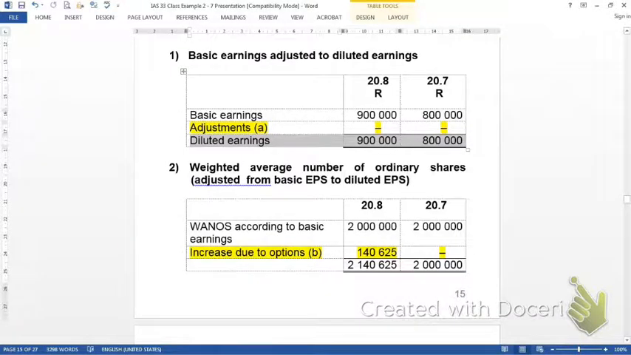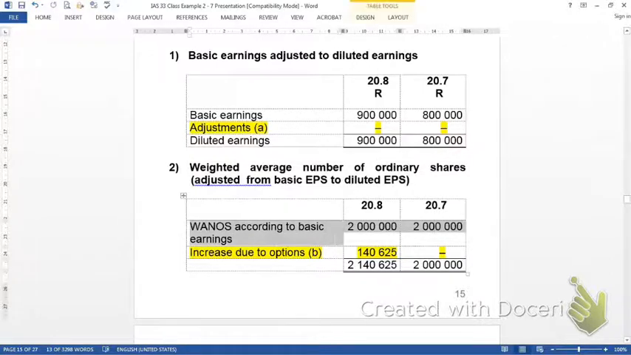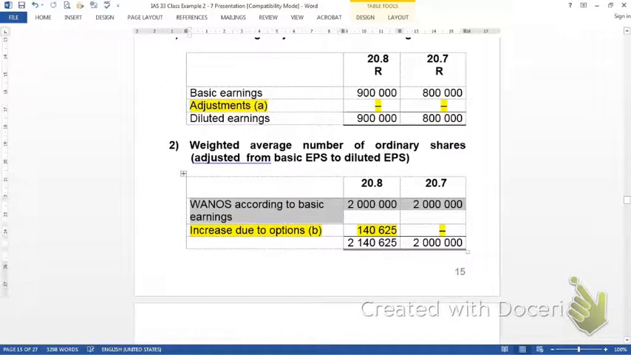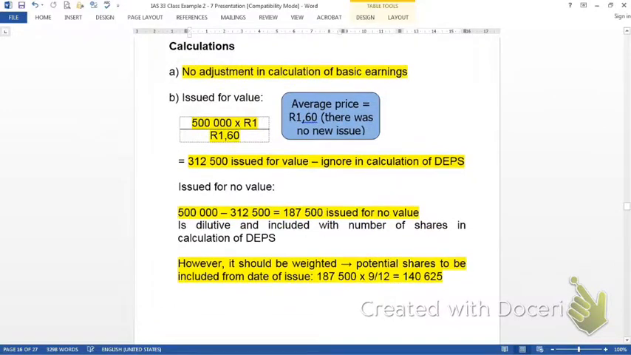The next step will then be to calculate the diluted weighted average number of ordinary shares issued for this period. We will start off with a weighted average number of shares according to the basic earnings, which is the 2 million and 2 million. There's nothing else and no adjustments there. And then the adjustment due to the options is the 140,625. But we'll have to go and look at how it was calculated and why we calculated that.